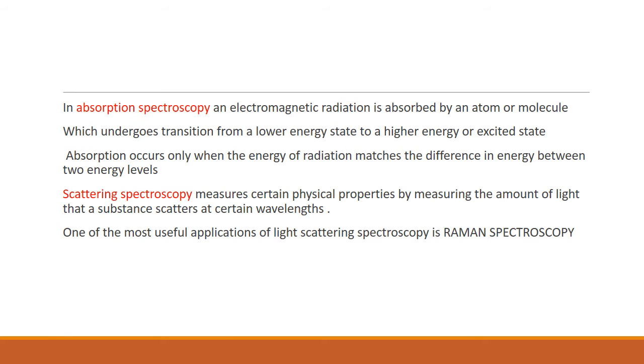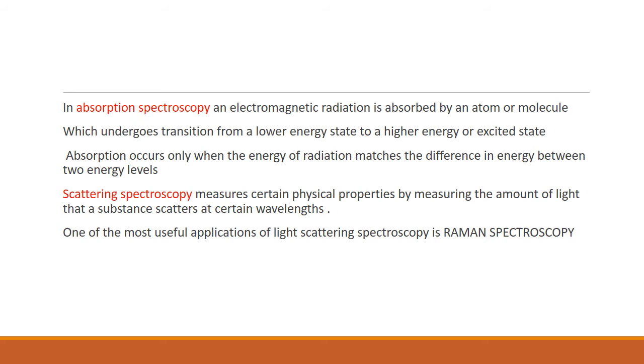I already explained this. We will understand the basic working principle behind the spectroscopic technique, which was explained in the previous phase. In absorption spectroscopy, the electromagnetic radiation is absorbed by the atom, which undergoes a transition from a lower energy state to a higher energy state. This absorption is studied. The absorption occurs when the energy of radiation matches the energy difference between the two different levels. This absorption rate is studied in absorption spectroscopy.